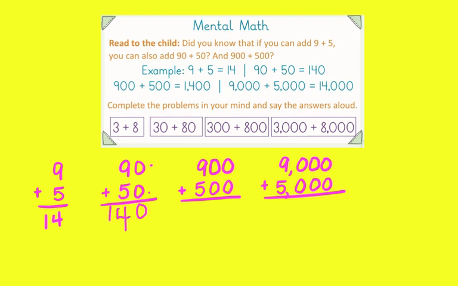So you get 140. When you do 900 plus 500, you have 2 zeros at the end. So you're going to put the 2 zeros after the 9 plus 5, which is still 14. 1, 2, 3, put your comma there. And for 9,000 plus 5,000, you have 0, 0, 0. Make sure your commas are lined up. And 9 plus 5 is 14. So that would be 14,000.